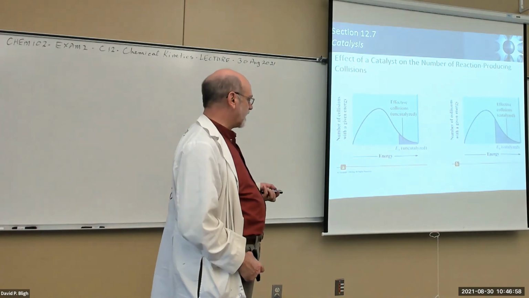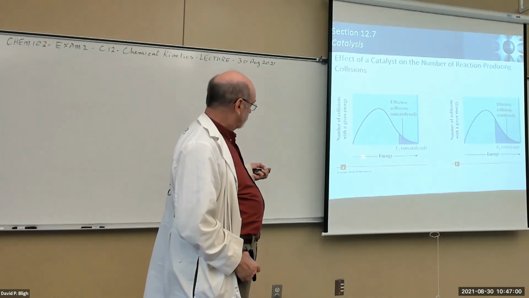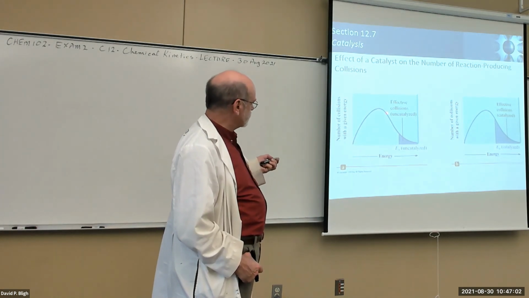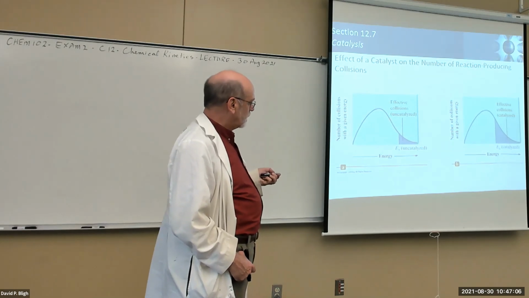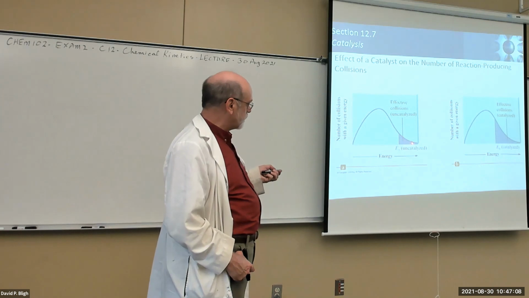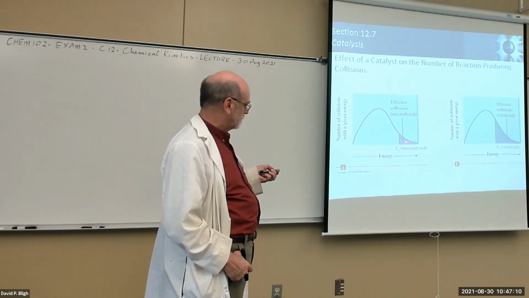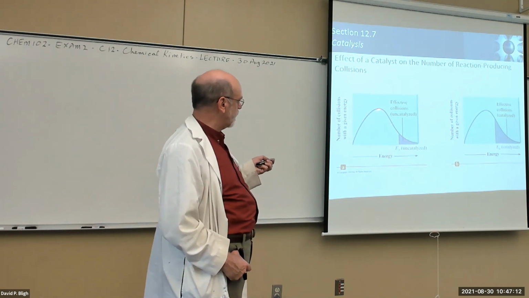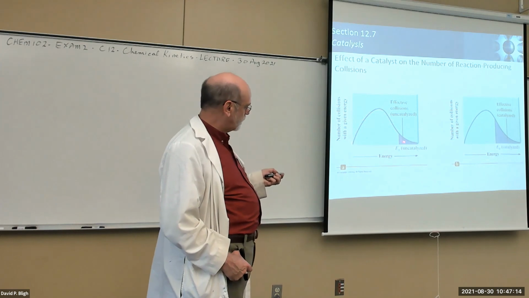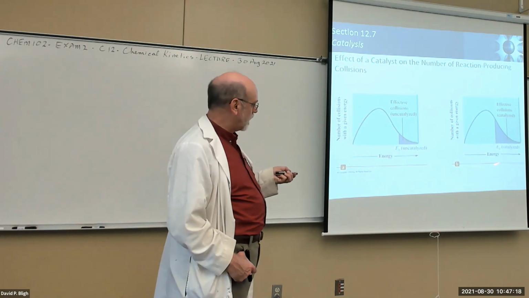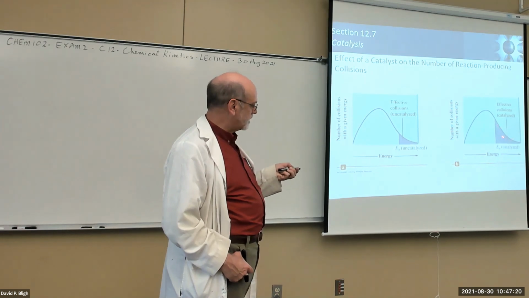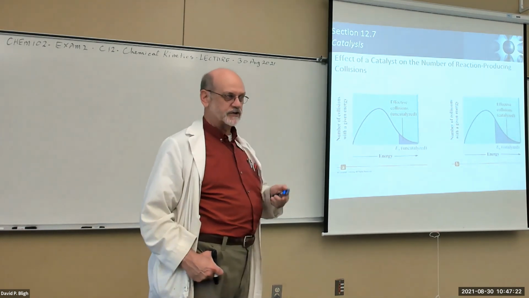It's another way of looking at it, right? If this is a spread of energy for all molecules in your mixture, then uncatalyzed says these are the only ones that have enough energy. Right? The total number of molecules is the area underneath that curve. So these only have sufficient energy uncatalyzed. Whereas if you catalyze it, that makes more of them with sufficient energy.